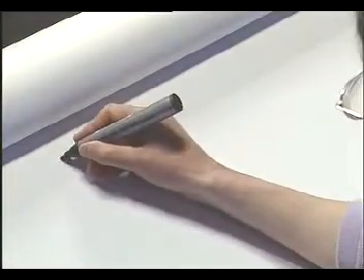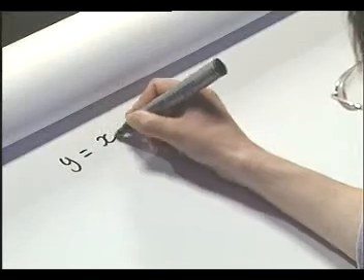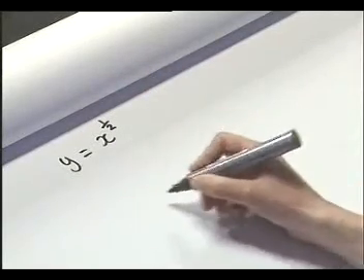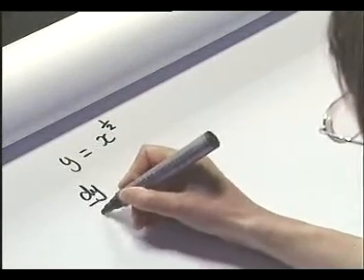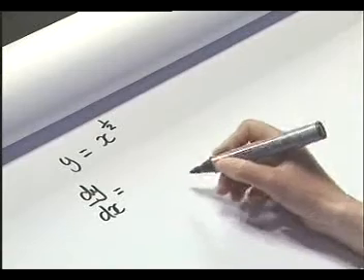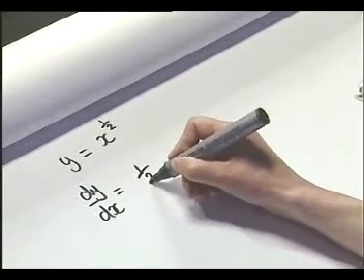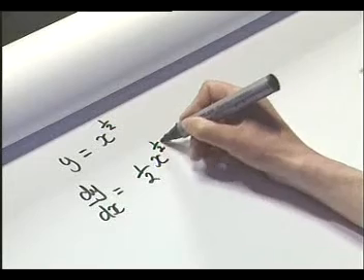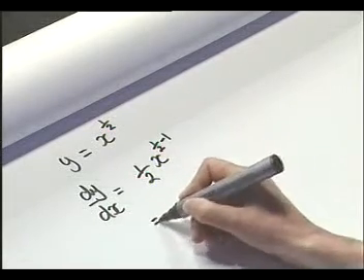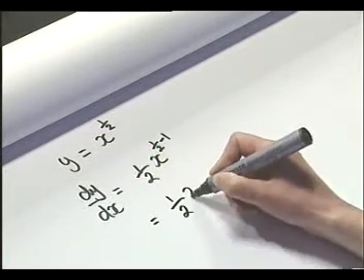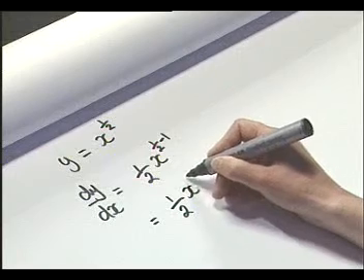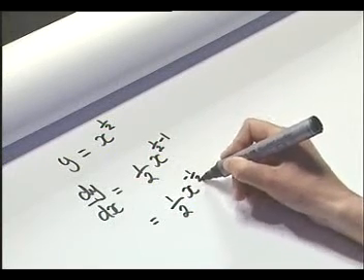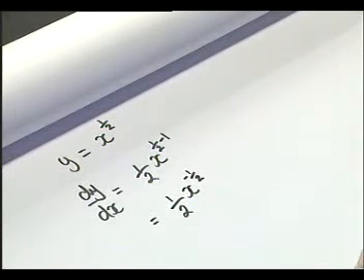So let's have a look at y equals x to the power a half. Our dy by dx is going to be a half, as we bring down the power, x to the power of a half take away 1, which equals a half times x, and a half take away 1 is minus a half. Let's have a look now when n is a negative number.